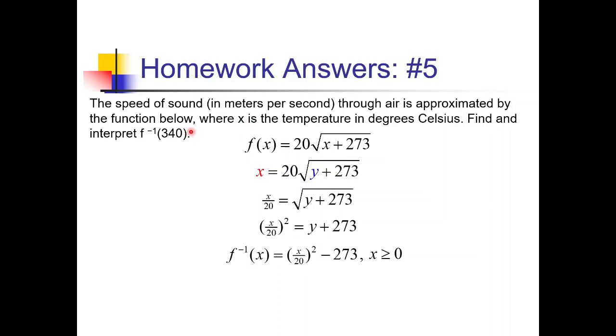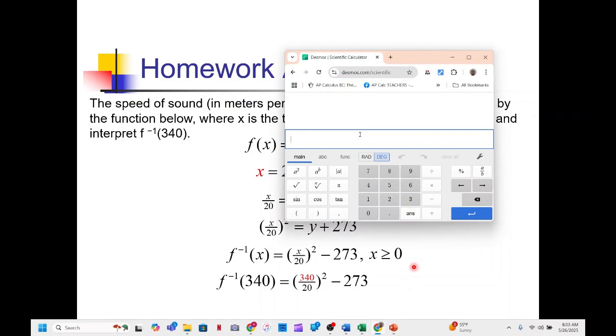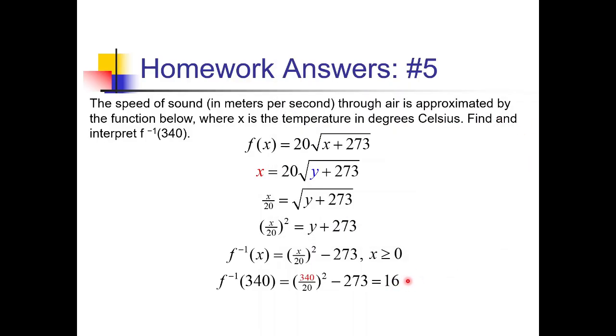Anyway, let's plug 340 into all this. So we have (340 over 20) squared minus 273. Could I do this without a calculator? I probably could, but just to be on the safe side, let's use the calculator. To make sure I get this right, I'm going to write my inverse function out: parentheses, fraction, x over 20, close parentheses, square that, and then minus 273. I don't need to write my domain restriction here, I'll just make sure I don't plug in negative numbers. Plugging in 340, that comes out to 16.